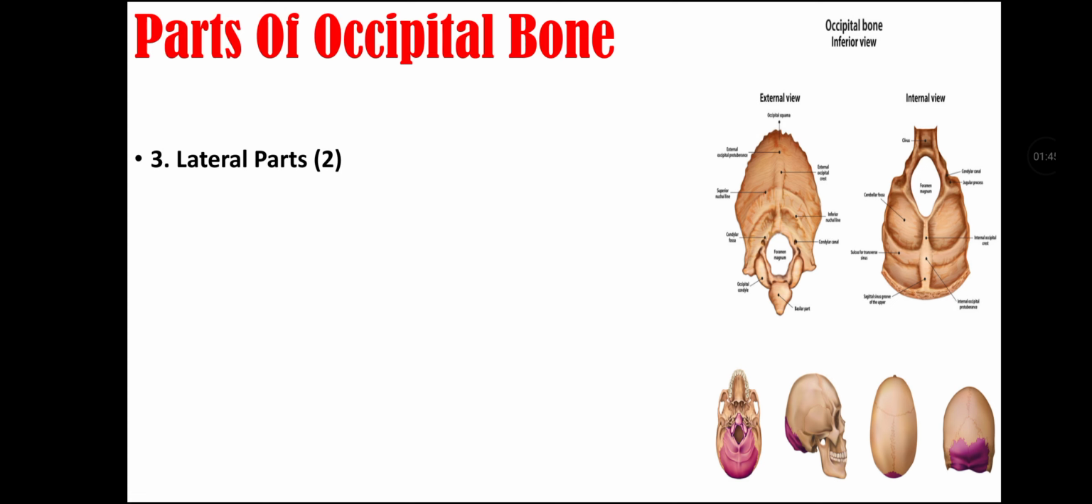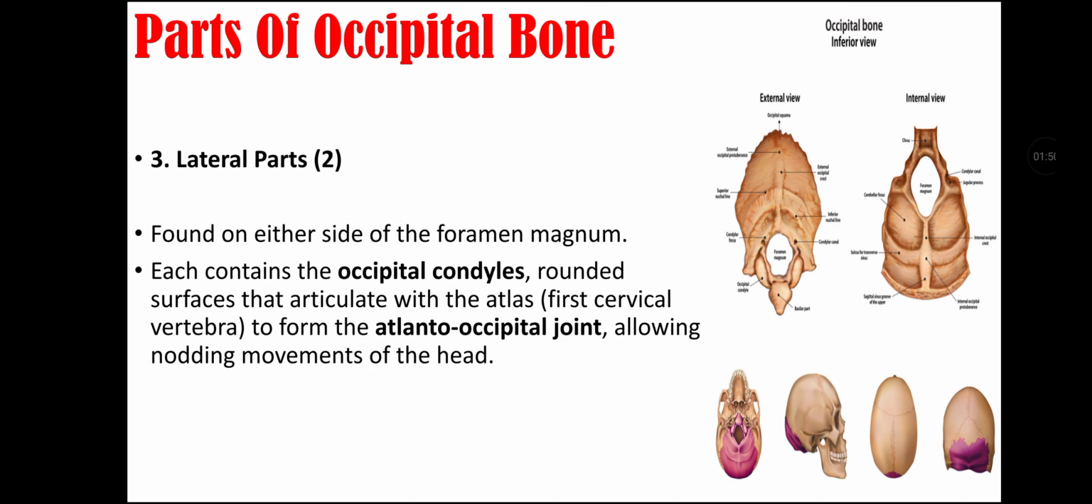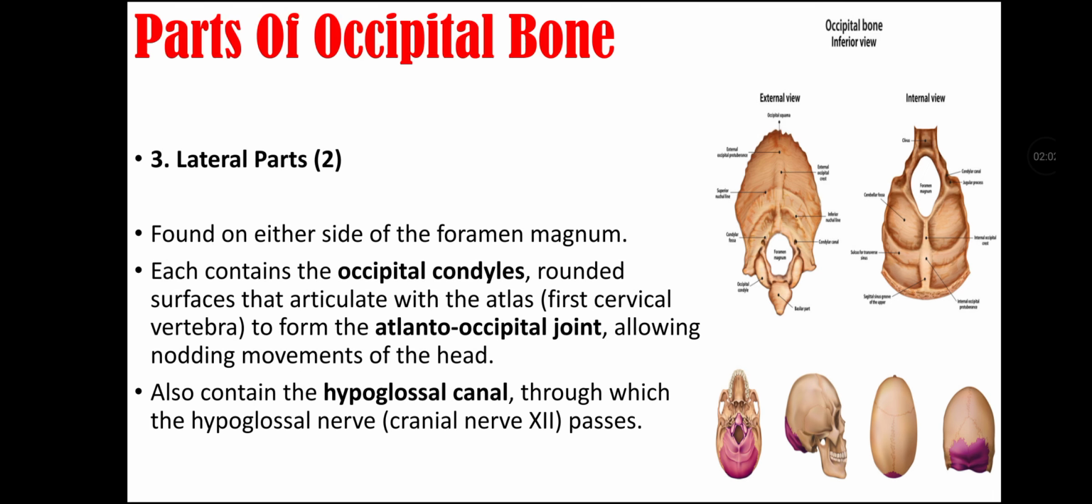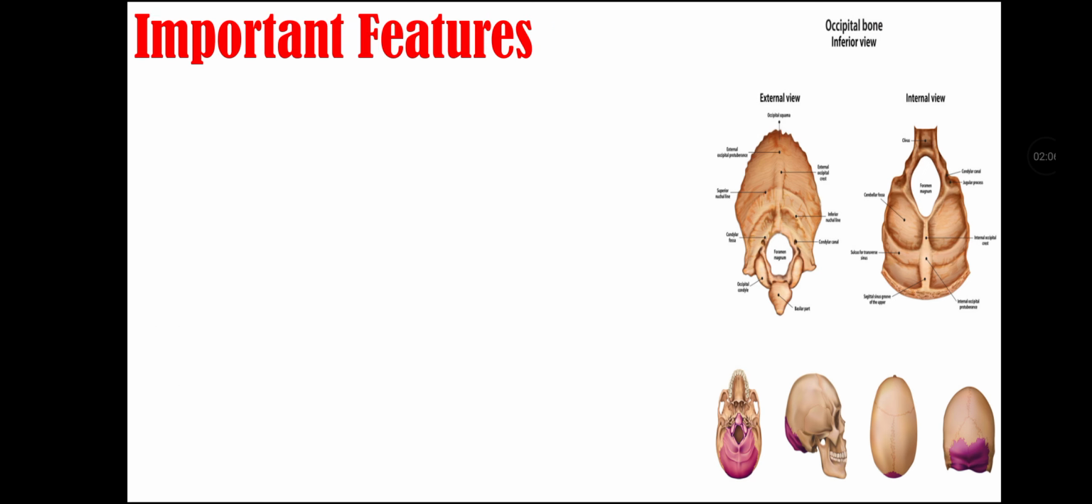There are two on either side. They are found on either side of the foramen magnum. Each contains the occipital condyles, that are rounded surfaces that articulate with the atlas, that is the first cervical vertebra, to form the atlanto-occipital joint that allows nodding movement of the head. It also contains the hypoglossal canal through which the hypoglossal nerve passes.